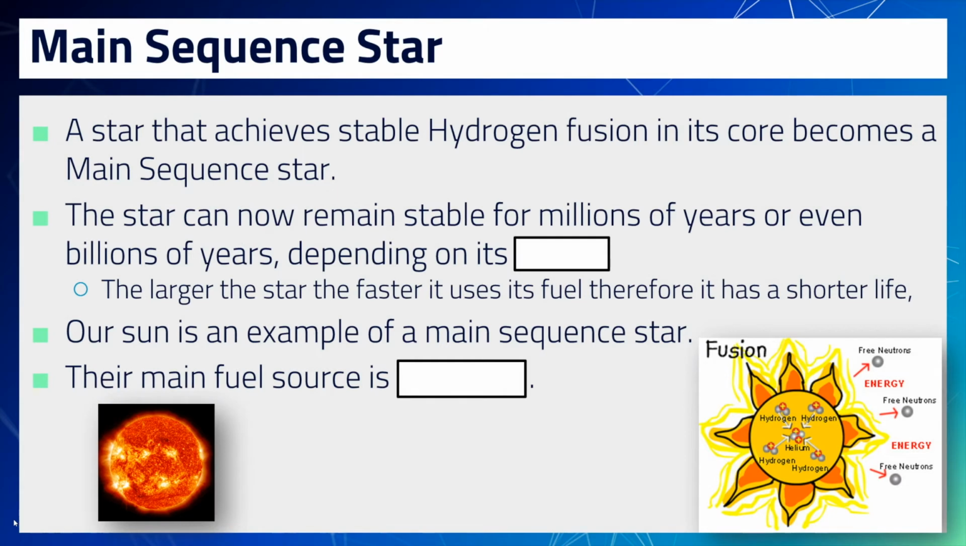Alright, so what is a main sequence star? Well, it is actually the point at which stars spend most of their life. And so a star is a main sequence star when it has achieved stable hydrogen fusion at its core.